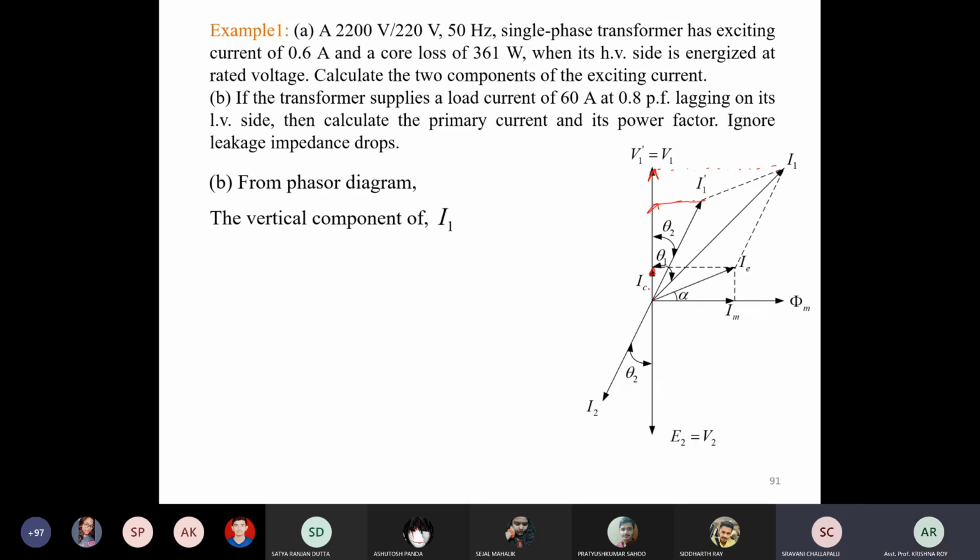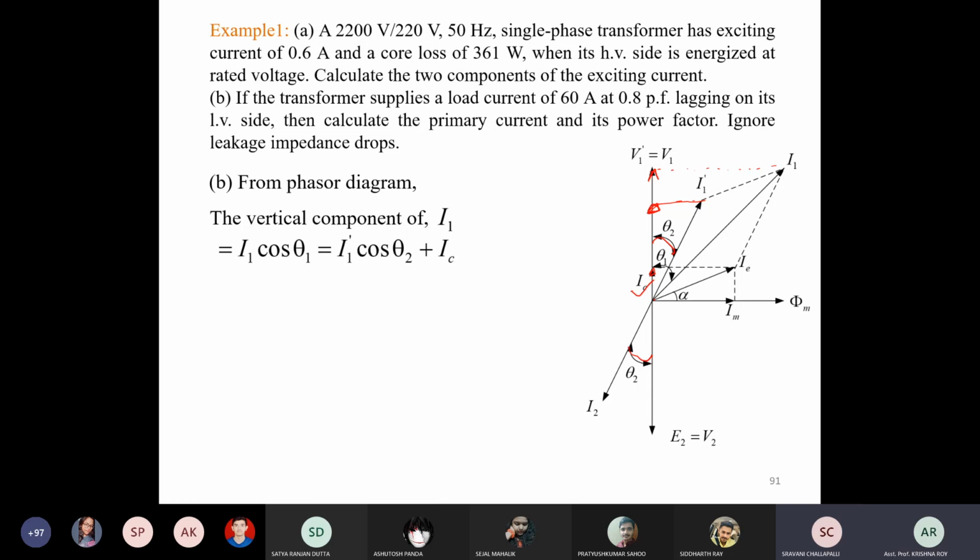So this part is IC, which we have already calculated, and the vertical component of I1 dash is nothing but I1 dash cos theta 2. If this angle is theta 2, then this angle is theta 2. So the vertical component of I1, I1 cos theta 1, is equal to I1 dash cos theta 2 plus IC.